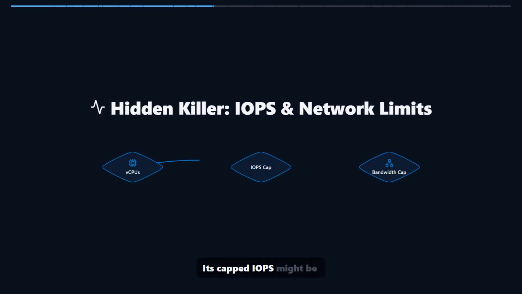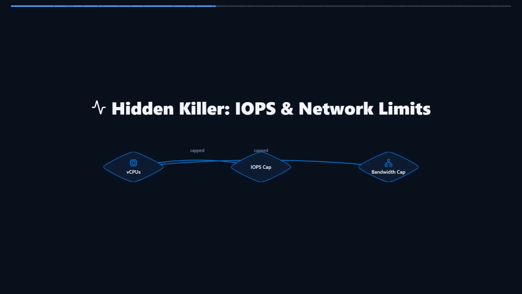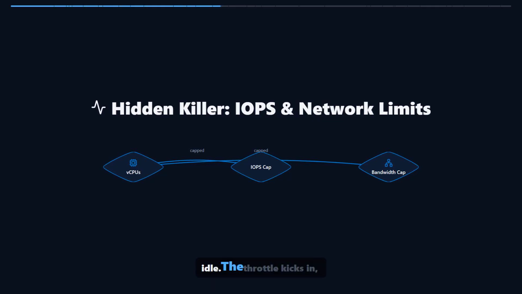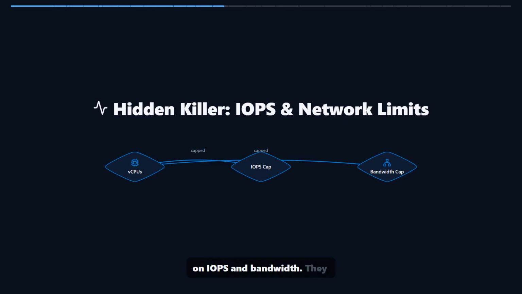Look at a D2S V5. Its capped IOPS might be only a few thousand, and its network bandwidth is limited, a fraction of what bigger instances get. If your app demands high IOPS or cluster replication needs more throughput, you hit a wall even with CPU idle. The throttle kicks in, and you burn hours debugging why disk feels slow. Every VM size has hard caps on IOPS and bandwidth. They don't scale with vCPUs. Ignore them, and you'll troubleshoot a bottleneck that isn't really a bug.